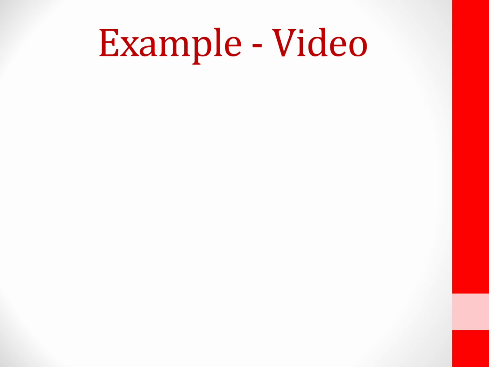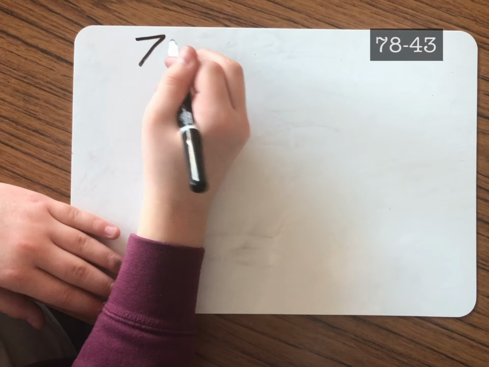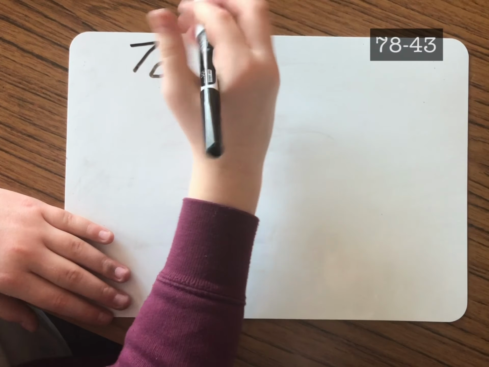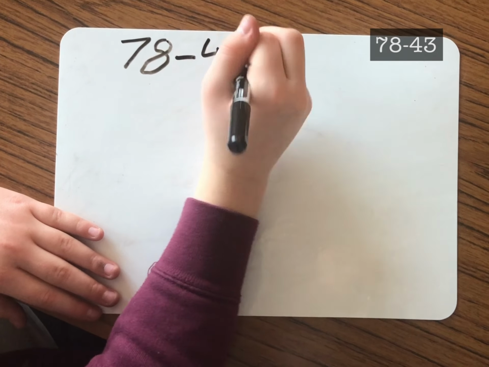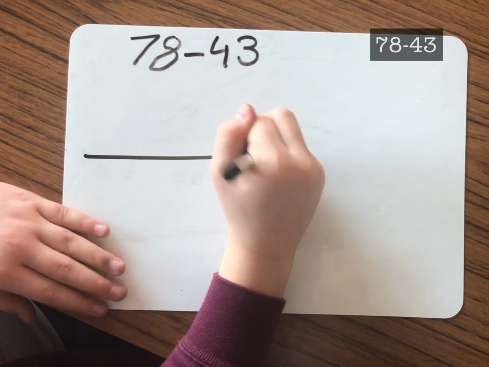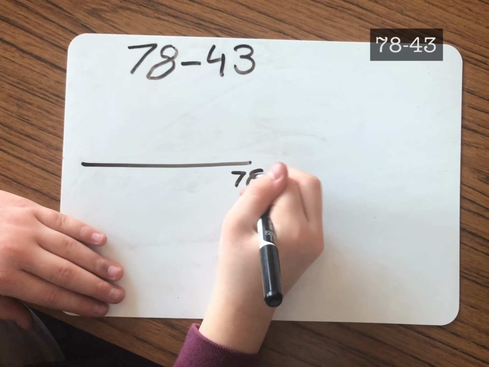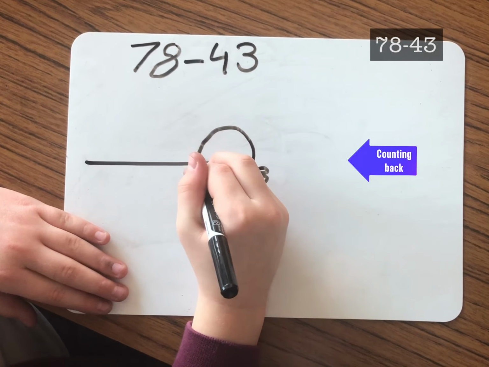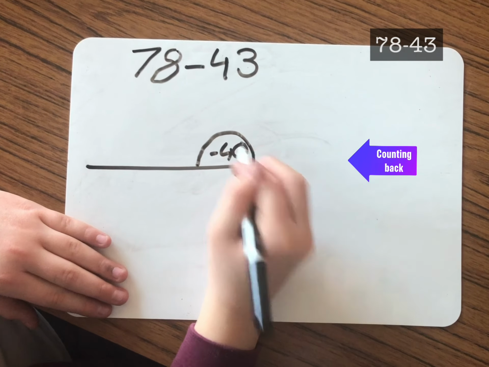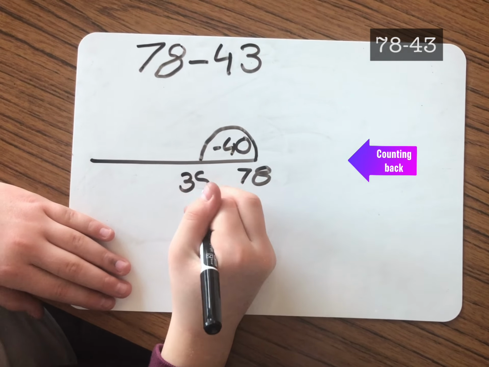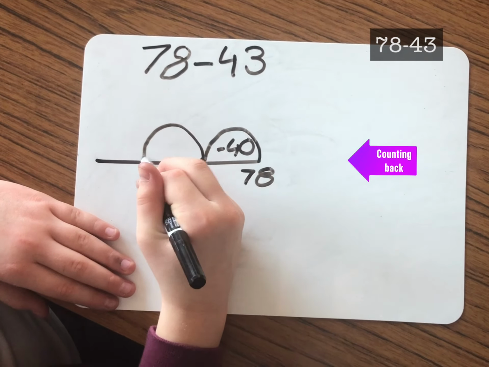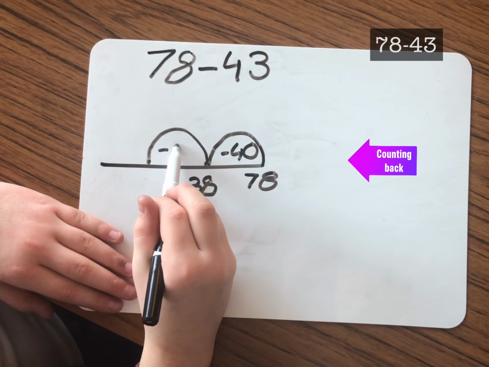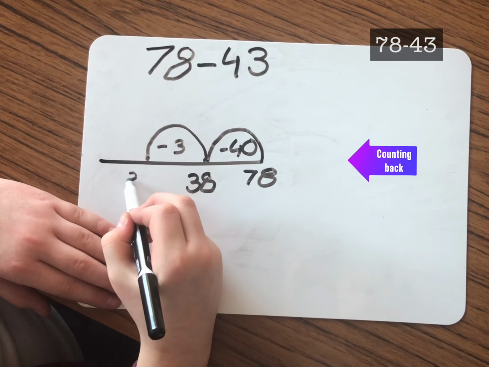In this next example, we're going to look at using a blank or an open number line to solve subtraction problems, and we're going to look at solving them in 2 different ways. In this example, we're going to solve the sum 78 take away 43 using an open number line. In the first example, we'll draw a number line. We're going to use the counting back strategy. So we're going to start with 78. We're going to take away our 4 tens, which is 40, which would give you 38, and then take the remaining 3 away from your 43, which would give you an answer of 35.